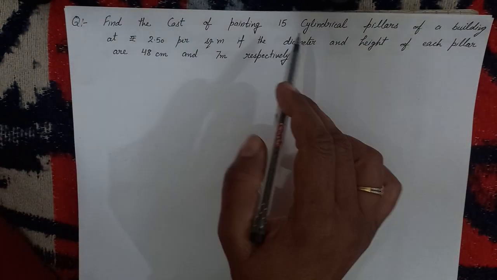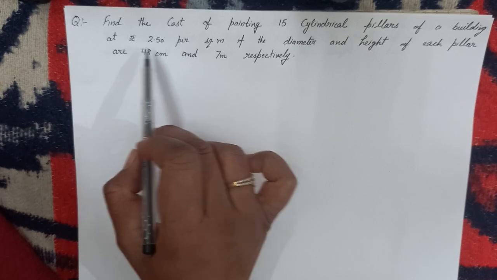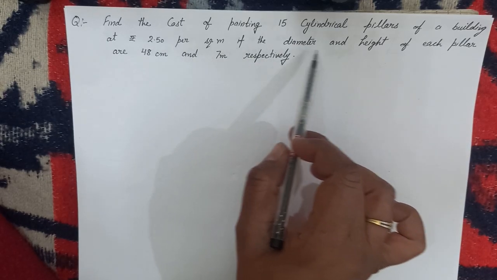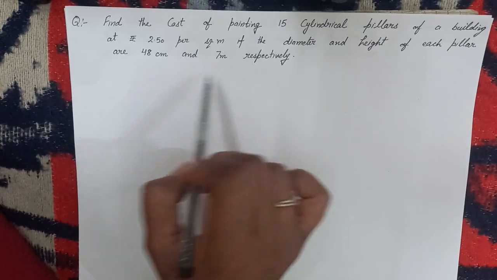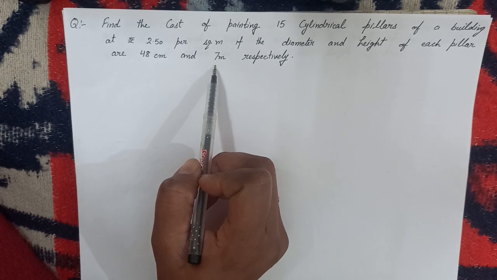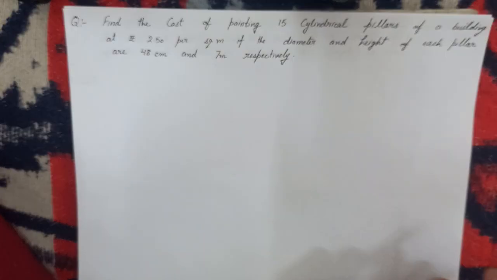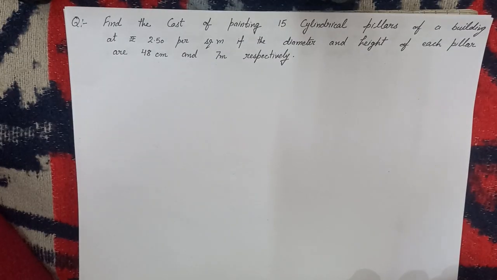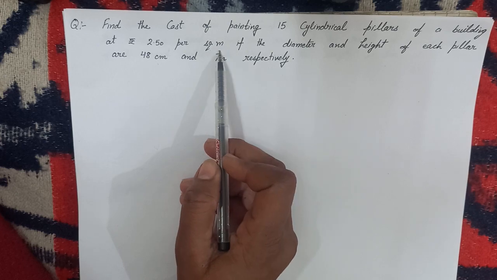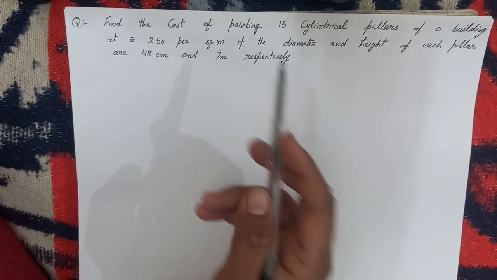Find the cost of painting 15 cylindrical pillars of a building at a rate of rupees 2.50 per square meter, if the diameter and the heights are given. As you can see, they have given us 48 centimeter and 7 meter. The units are not the same, we have to make them the same. But the question is which unit is required. They have given us the cost per square meter, so we will convert it into meters.